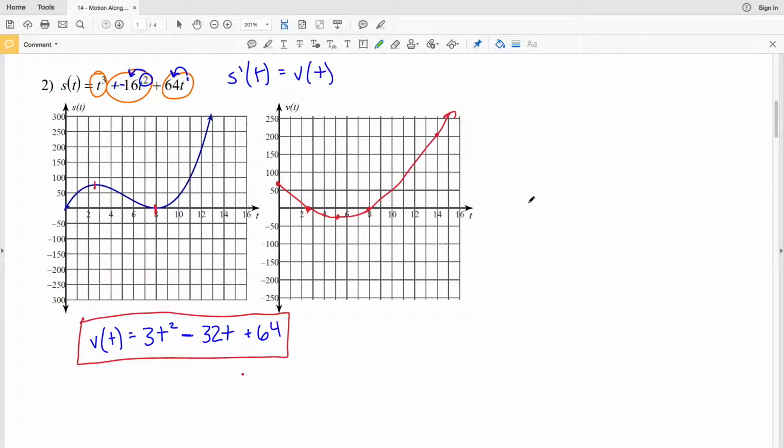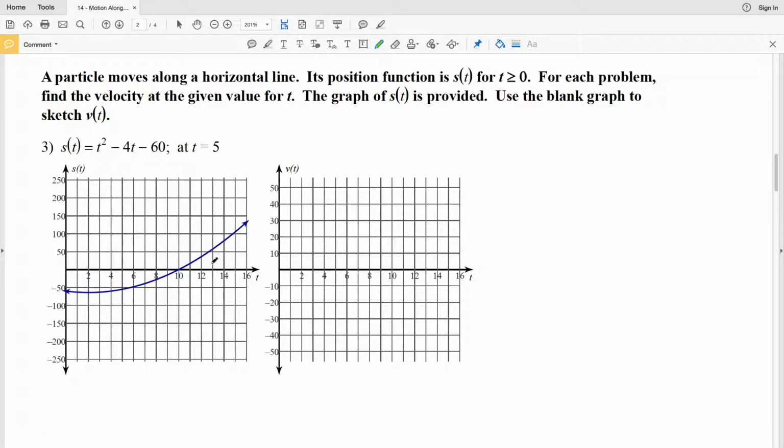Let's continue on to that second page. So again, we have a particle that's moving along a horizontal line with a position function s of t for t greater than or equal to 0. For each problem, we're finding the velocity, but this time it's going to be at a given value for t. So we're going to find the instantaneous rate of change. So we're going to find the velocity, which we know is the derivative of the position function.